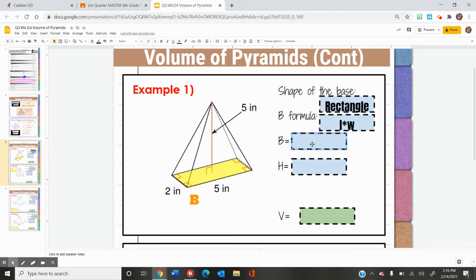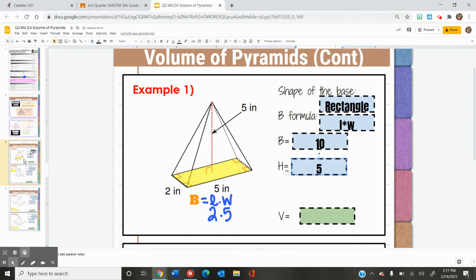So to find the area of my base, since the area of my base is length times width, big B equals length times width. So this is going to be 2 times 5. And 2 times 5 is going to equal 10. So the area of my base is 10. Now my height of my pyramid is from the center of my base shape to the peak, and it is telling me that that is 5. So my height is 5.